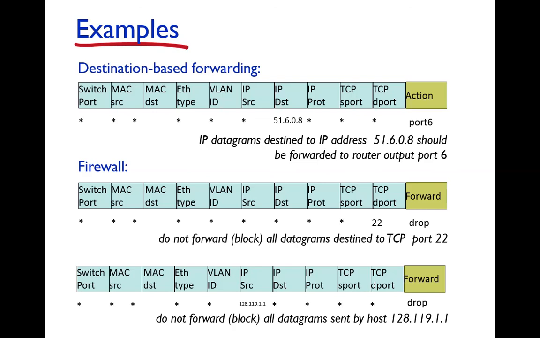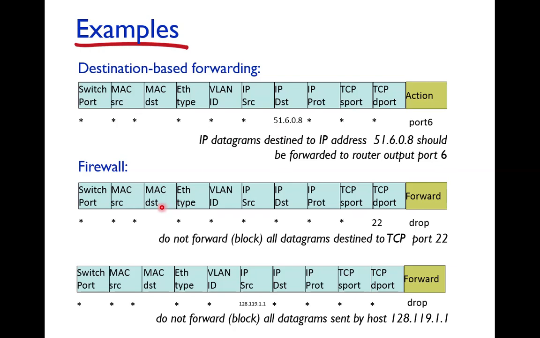For example, you can see that in this entry the port number is wildcard, the source MAC is wildcard, etc., and the destination IP address is specified. So when a packet arrives on any port, with any source MAC address, any destination MAC address, any Ethernet type, any VLAN ID, from any IP source, but the destination address is 51.6.0.8, then it should be forwarded to port number 6. Because we are using only the destination IP address, the decision is performed only on the destination IP address, so the rest of the fields will be kept wildcard.